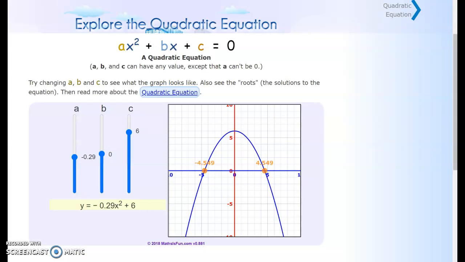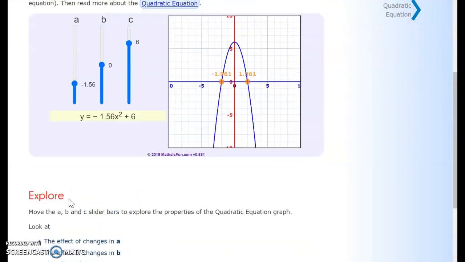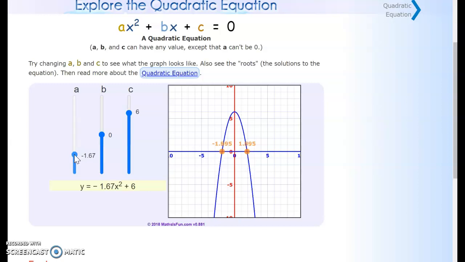Okay, I changed my mind and thought I'd just explore it with you. So here's the a value. If you grab this and pull it up and down, the value for a, look what happens.